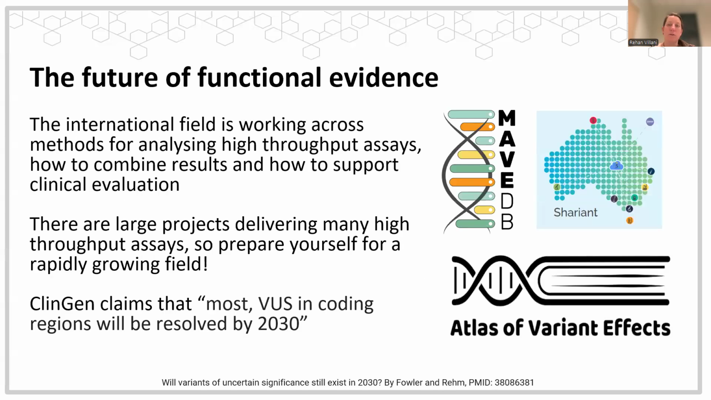So the future of functional evidence is bright. The international field is working across methods for analysing high throughput assays and how to combine results and support clinical evaluation. There are large projects delivering many high throughput assays, so get ready. It's a rapidly growing field. I just want to finish with a statement from a publication by Feller and Riemann that claimed that most VUS encoding regions will be resolved by 2030. I want to leave you with this thought and with the prospect that these high throughput functional assays might contribute to resolving VUS in the future.